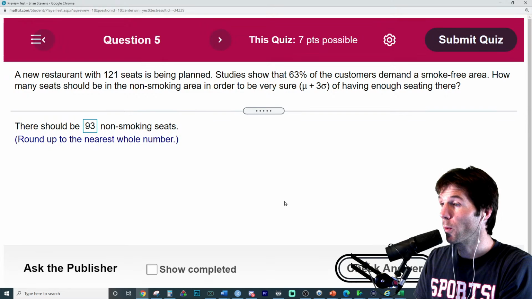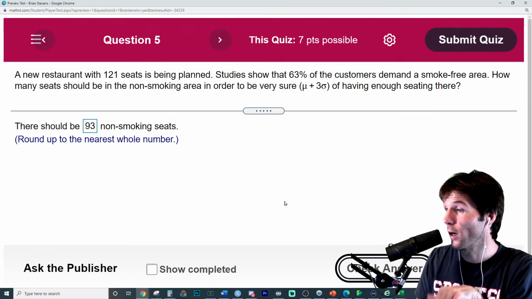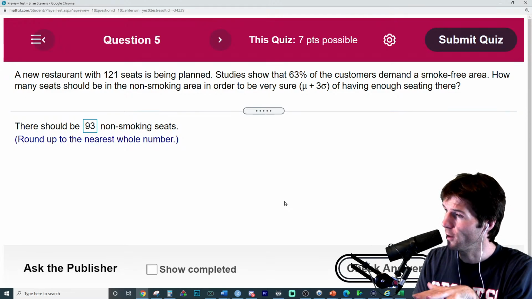You can't have 0.03 seats. So we round up. We kind of reserve that extra seat. We say, well, 92.03, we're going to round up and reserve that extra seat just to be a little careful.